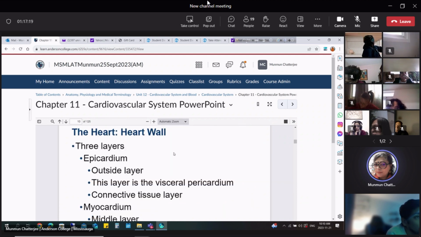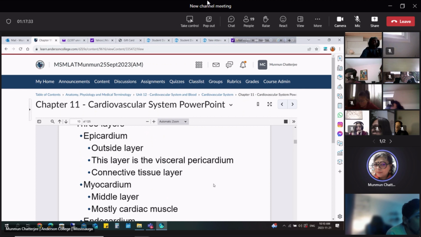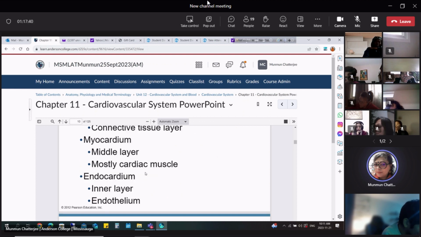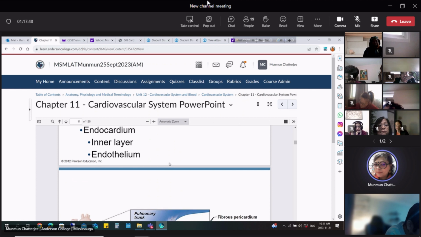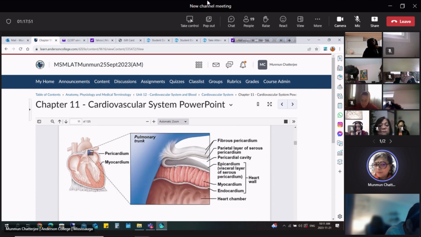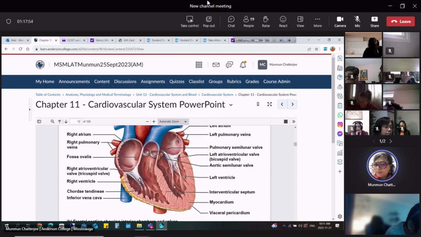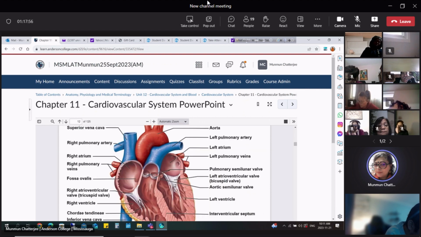So we have three layers. The heart wall is composed of three layers. The epicardium is the outside layer. This layer is the visceral pericardium, which we already discussed. It is made up of connective tissue so that it connects with the other parts. Then the myocardium is the middle layer, mostly cardiac muscle, and the endocardium is the inner layer, made of cells called the endothelium. Endo means inside. You can see that one. Okay, let us go to the next slide.